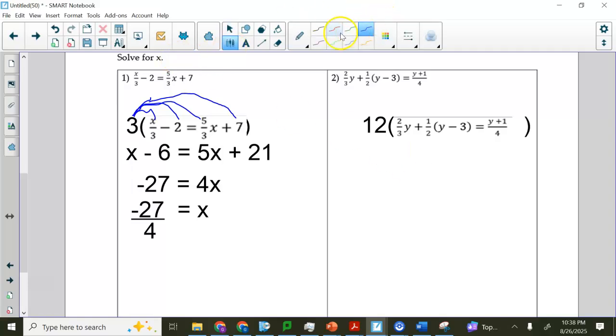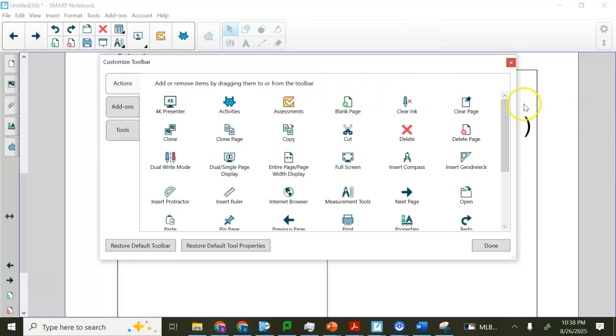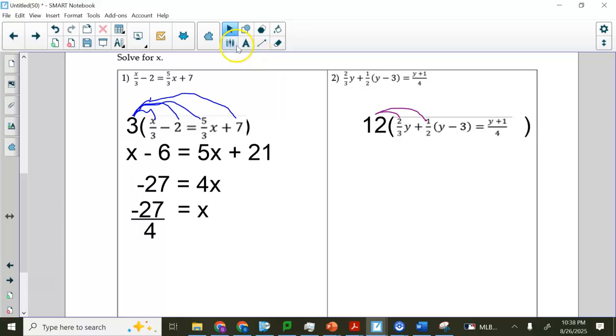So again, just like the first one, we want to distribute that 12 to everything. So 12 times 2/3 y, 12 times 1/2. I'm just going to take it times the 1/2 and I'll distribute it in a minute. And then 12 times that last fraction.